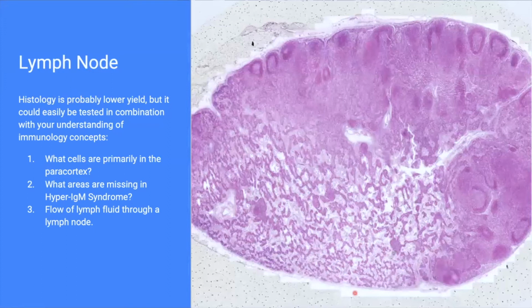All right, and then I just wanted to get your minds thinking about a pathologic condition. What areas are we likely to see missing in a patient with hyper IgM syndrome? Think about the pathology there, and then what would we likely see on a lymph node biopsy like this?